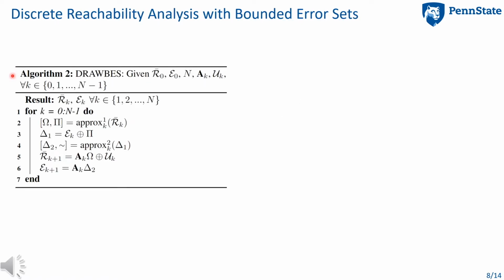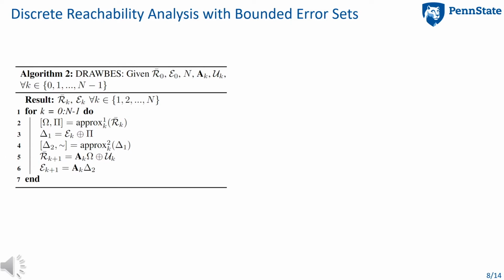The discrete reachability analysis with bounded error sets, or Drawbees algorithm, takes over approximations of the reachable set at each time step, and adds the additional approximation error to an existing approximation error set. The updated error set is also approximated. In this fashion, both the reachable set approximations and error sets have bounded complexity. Lines 5 and 6 then propagate the reachable set and error through the linear dynamics.